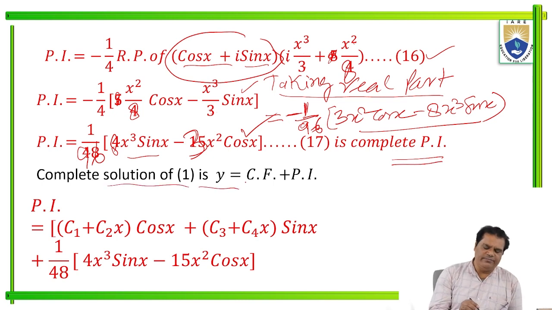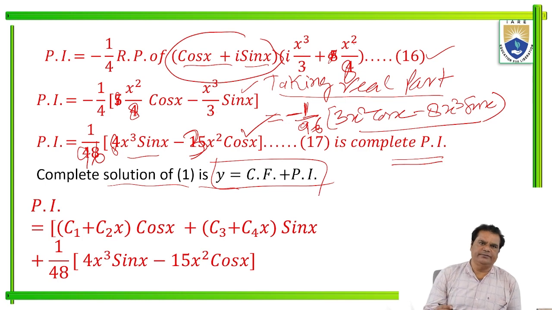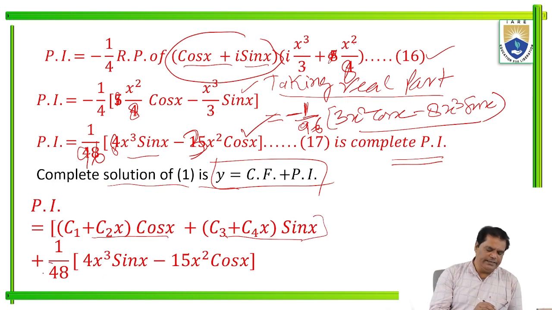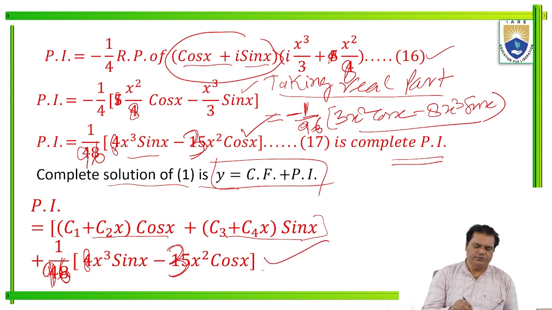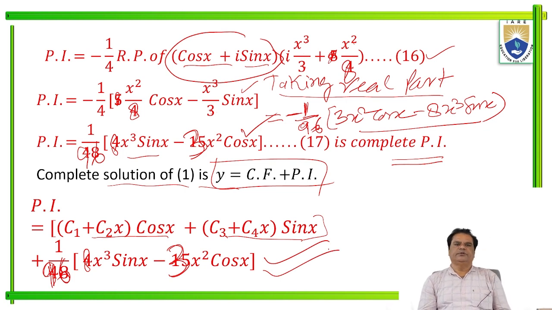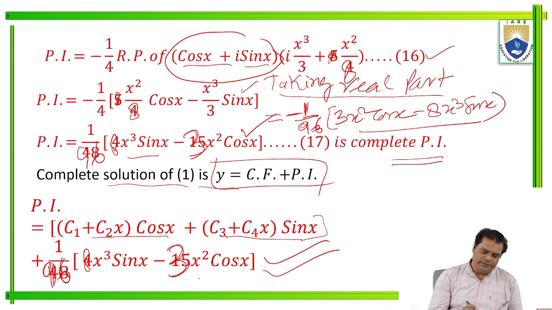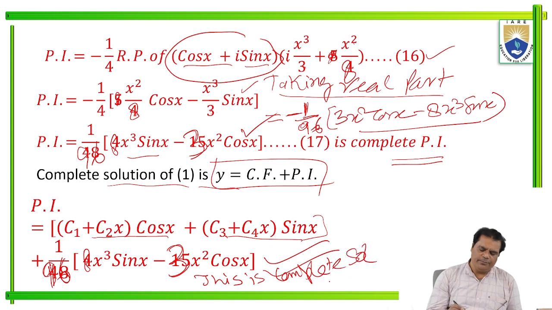Now the complete solution of problem 1 is y equal to CF plus pi. So this is CF and this is pi, where pi here is 1 upon 96 times 8x cube sin x minus 3x square cos x. So this is the complete solution of problem 1.